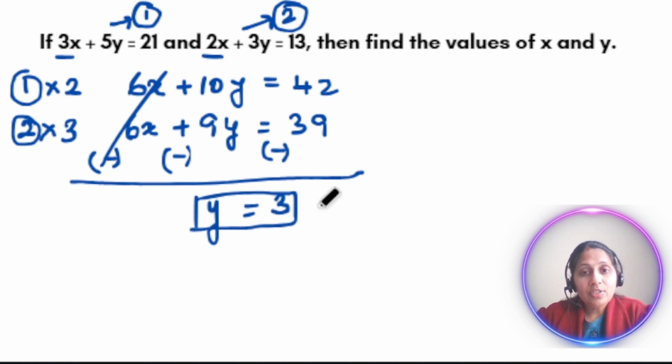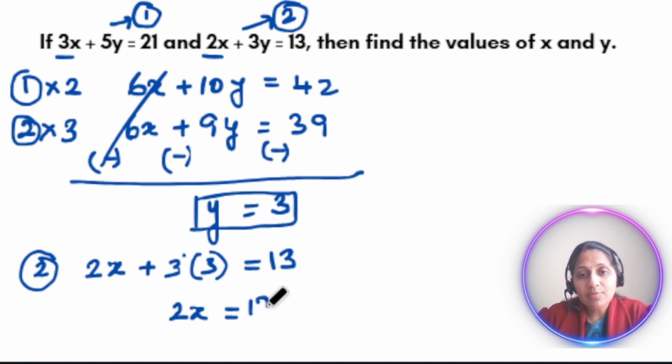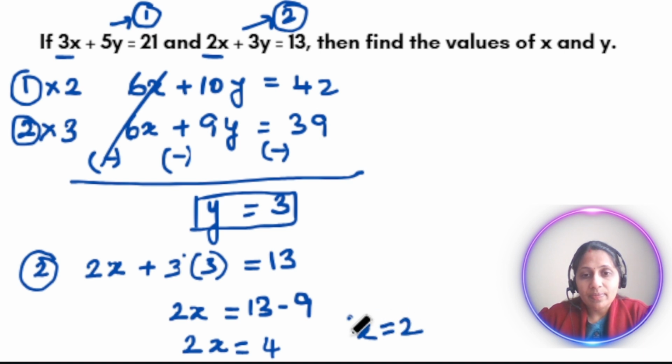Now go and substitute this y value in any of the two equations. So I'm going to take my second equation. So 2 times x plus 3 times 3 gives me 13. So which is 2x, 3 times 3 gives you 9. When 9 goes to the other side, it becomes minus 9. So 2x equals 4. So x equals 2. So this is my solution for these two equations.